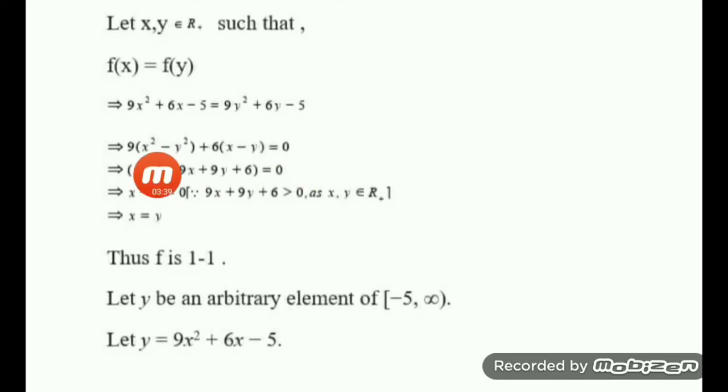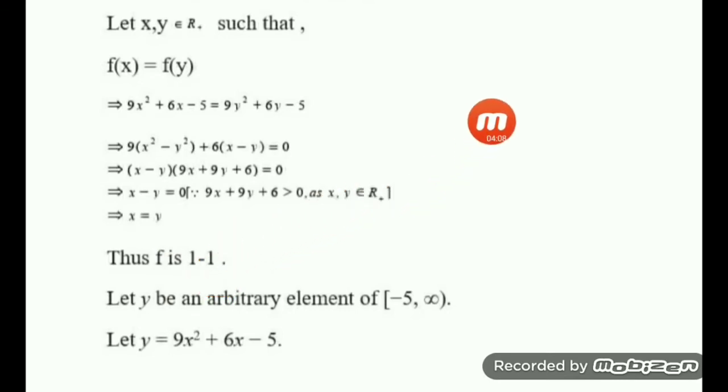This is factorized. Now you see, after factorization, this cannot be equal to 0, because x and y are positive real. This one, x and y are positive real. So 9x is positive, 9y is positive, plus 6 is positive. The sum of three positive numbers cannot be equal to 0. That's why, what is the conclusion? x minus y is 0. You write down the reason. Okay. And then we got x equal to y. The conclusion is f is one-one. I hope you understand this one.